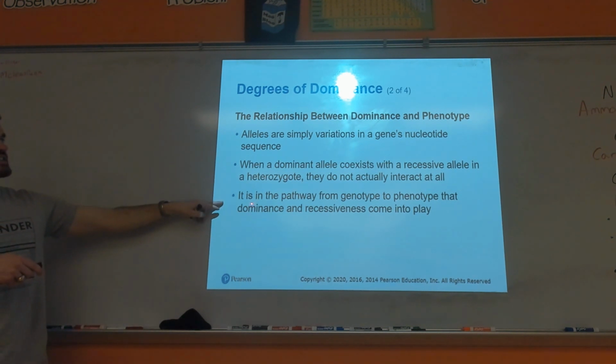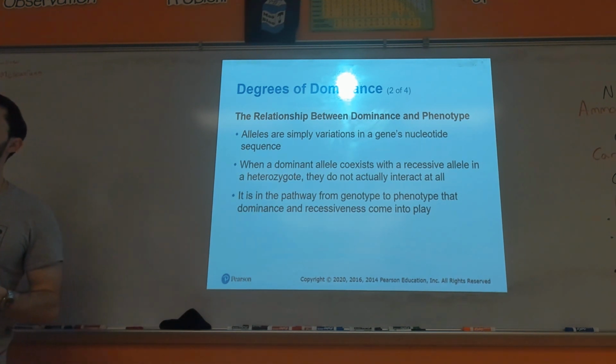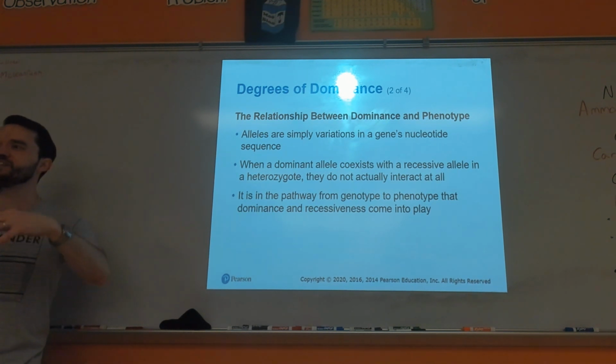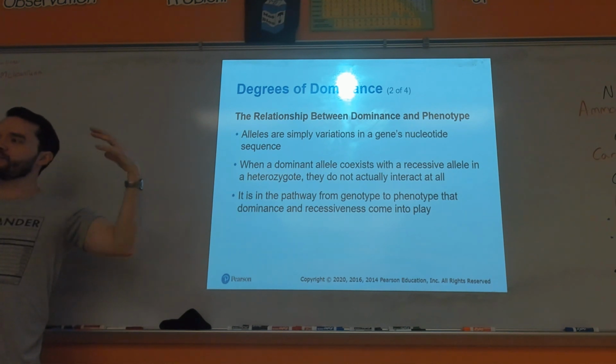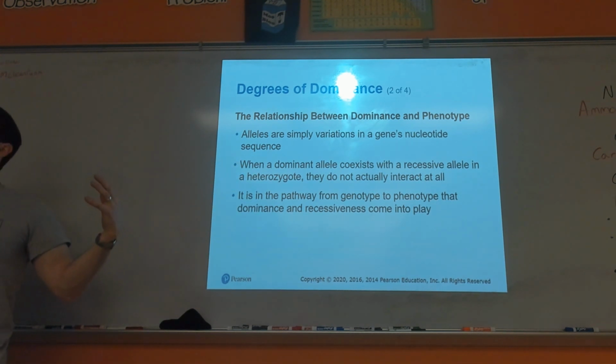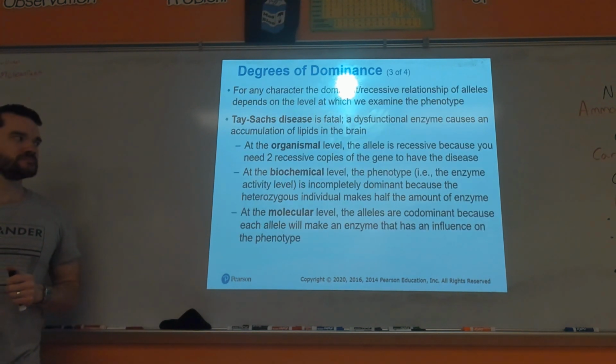So, this last one is related to the second one. It's that pathway from genotype to phenotype where these are going to interact with each other. There's a saying: don't lose the forest for the trees. Don't get so focused on an individual tree that you lose sight of the bigger picture, the bigger forest. So when you're talking about dominant and recessive, you've got to look at the whole organism level to understand what we're talking about for some of this stuff.